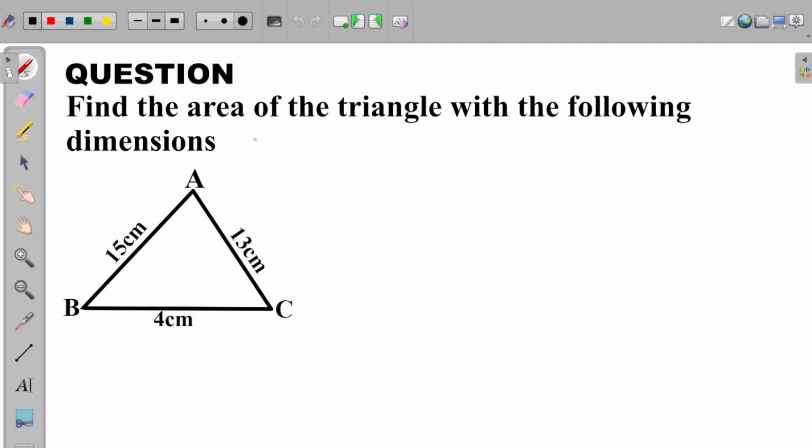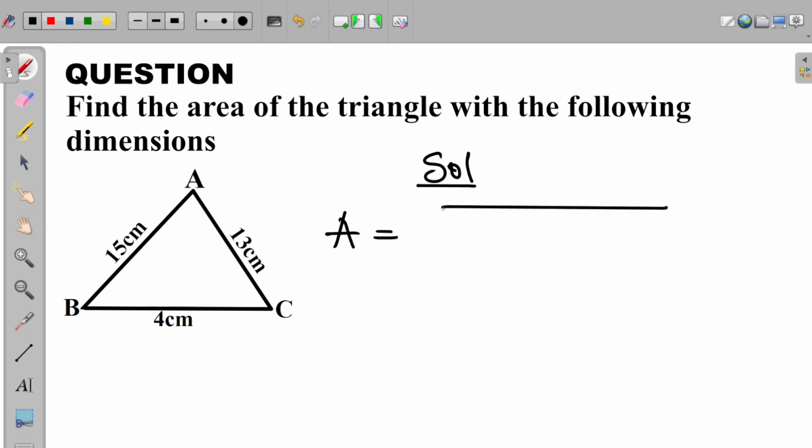Now, the first question says, find the area of the triangle with the following dimensions. We are given a triangle that has vertices A, B, C, and sides 15 cm, 13 cm, and 4 cm. We are asked to find the area of the triangle. Recall that for a triangle that has three sides, the area of the triangle is obtained using Heron's formula.